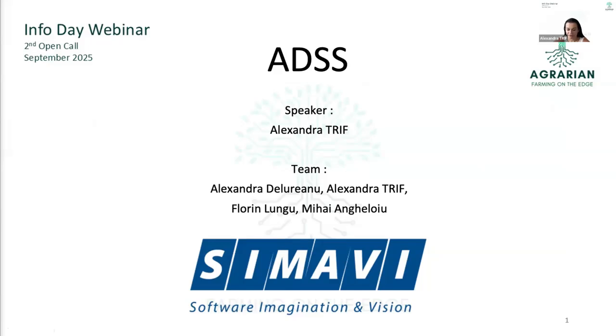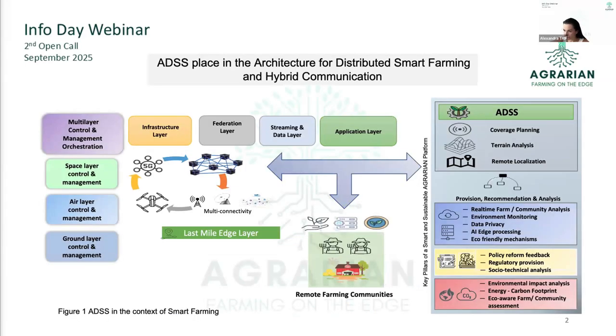Okay, so my name is Alexandra Trif. I am part of the ADSS team together with Alexandra Delureanu, Florin Lungu, and Mihai Angeloiu. And ADSS is a part of the agrarian that brings together all the information from the field. So here you can see where the ADSS is placed in the agrarian architecture.